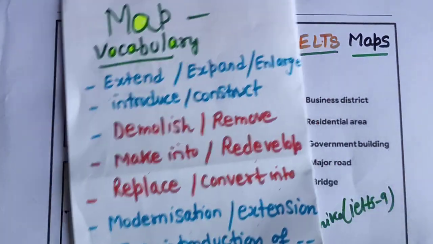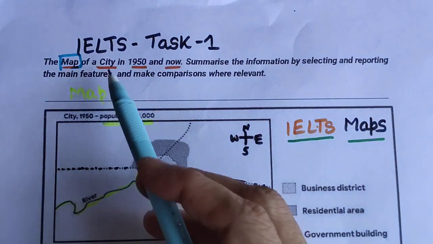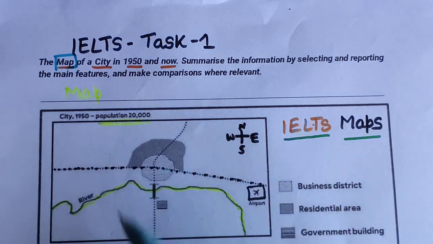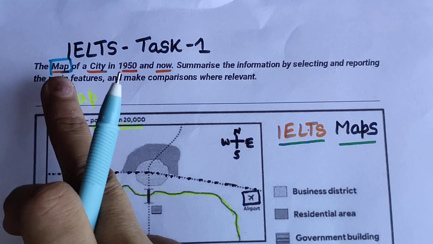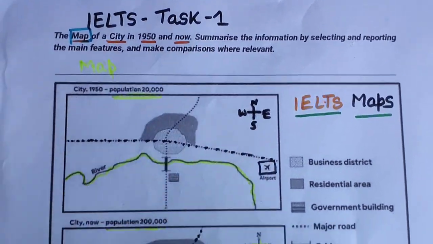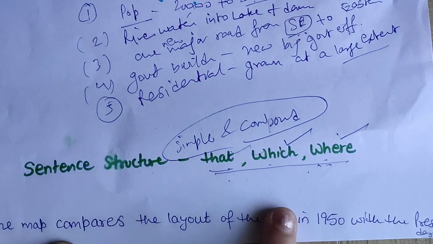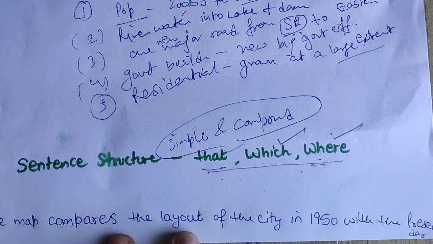Now coming to the introduction. Now we know the map of a city in 1950 and now. If you want to write a simple sentence, then you can write: the map compares the layout of the city in 1950 with the present day. But I will show you the detailed introduction.